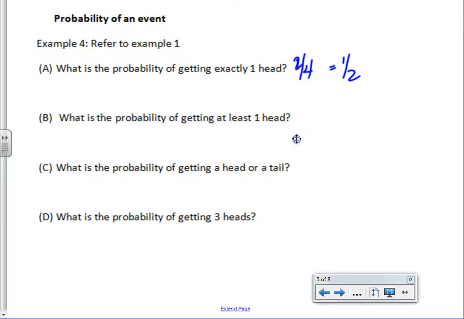What's the probability of getting at least 1 head, meaning that we could have 1 head or 2 heads? And if I count those up, I think I have 3 out of 4. Probability of heads or tails landing is kind of weird. It's 100%, so 1. Probability of getting 3 heads? It cannot happen if you're only tossing 2 coins.